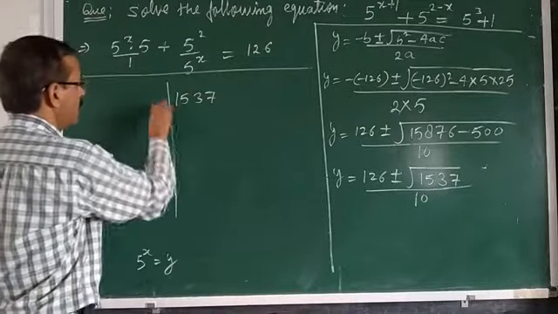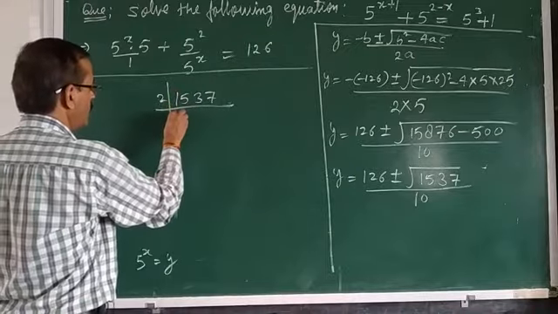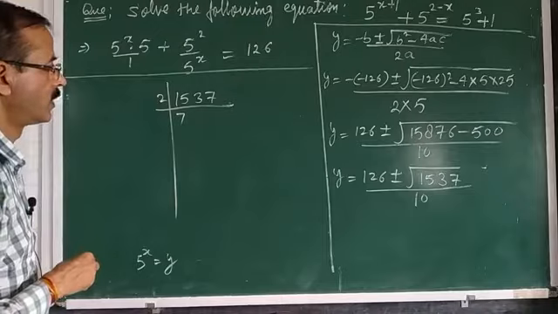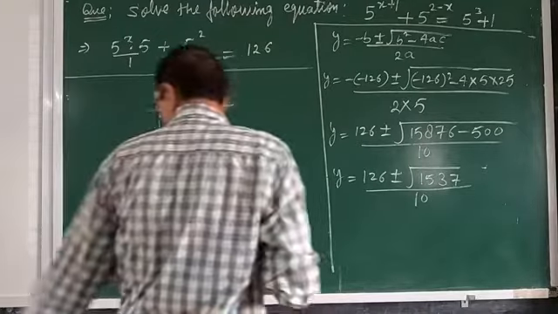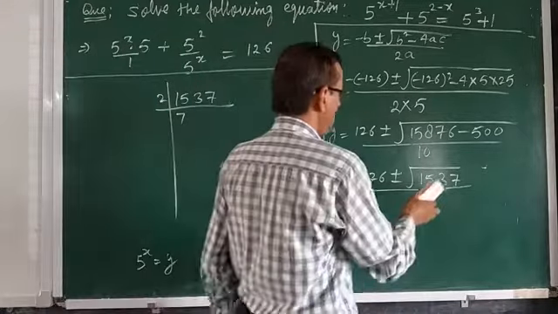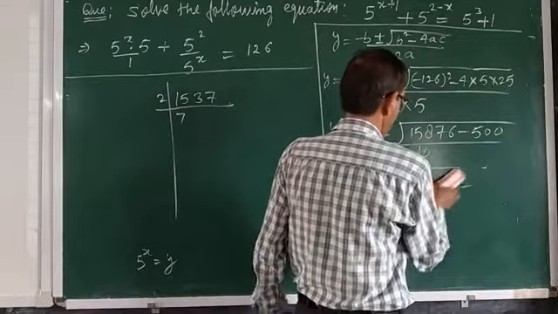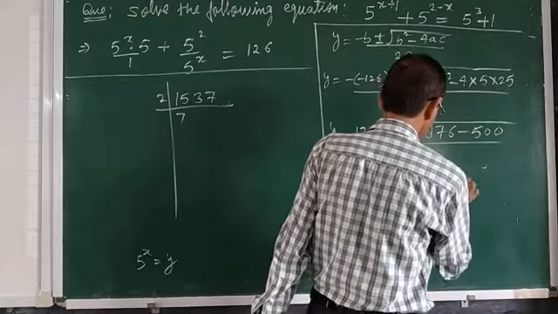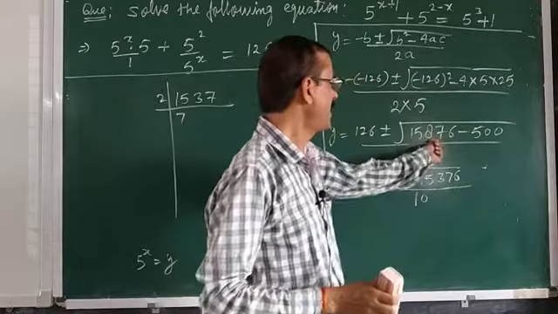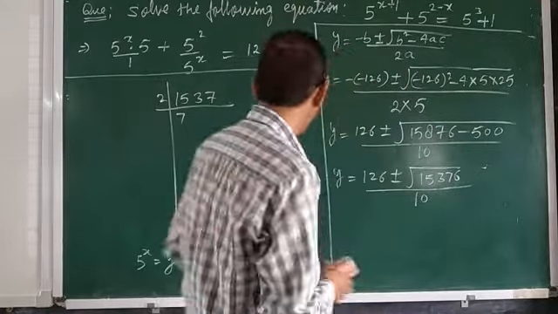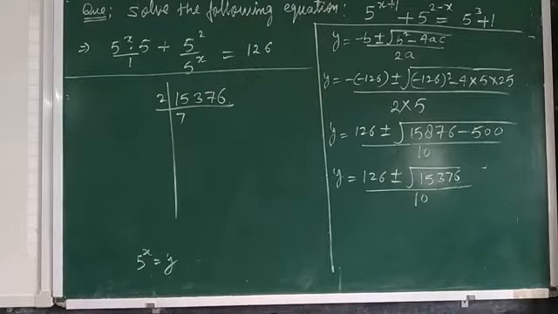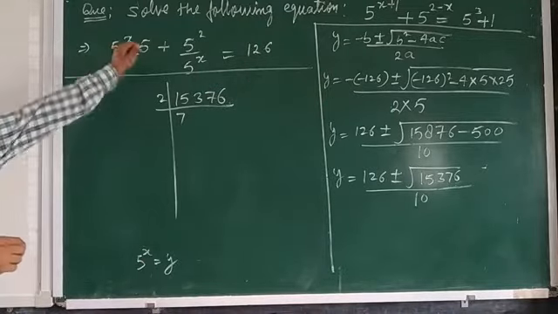15376. We subtract the 500 from 800, so 376. 15376. So let's check what will be the square root of this.